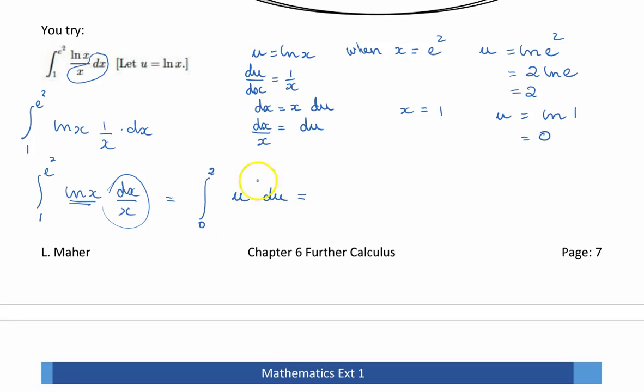Now, this is all set up nicely. We can work through to the end just in terms of u here, because remember, we've adjusted our limits to u values and we need to get a value answer. So we don't have to revert back to x's, we can stay with u's. Add 1 to the index and divide by the new index, and we're going from 0 to 2. So we'll sub in 2, 2 squared on 2, subtract 0, and we've got 2.